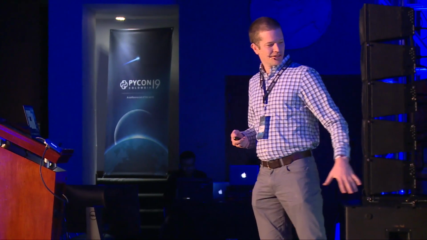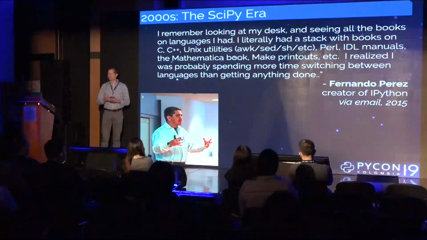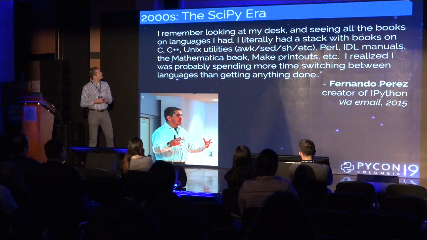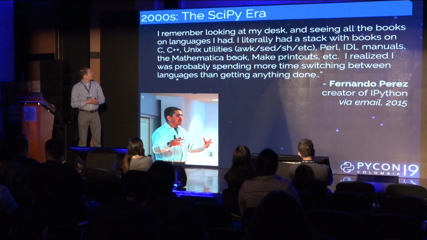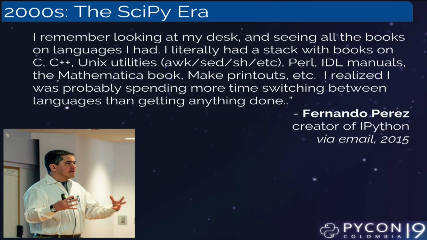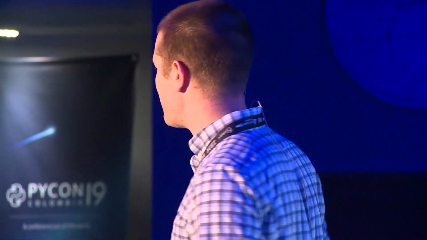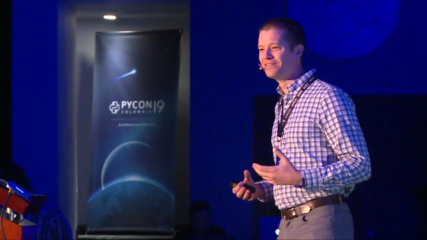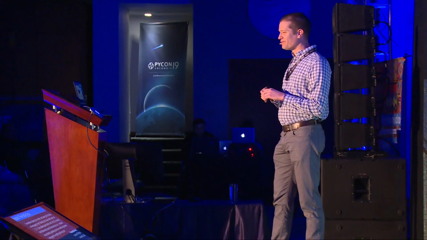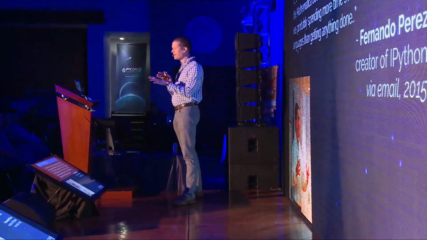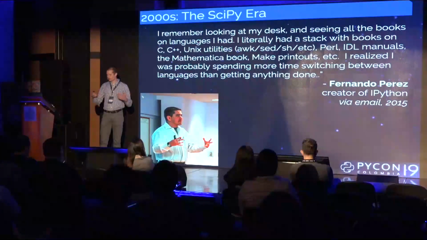And another person you might know is Fernando Perez. He actually grew up here in Colombia, and I think he was a keynote speaker last year or the year before. He's the creator of IPython and Jupyter. He told me, I remember looking at my desk and seeing all the books on languages I had. I literally had a stack with books on C, C++, Unix, SH, Perl, IDL manuals, a Mathematica book, Make printouts. And he said, I realized I was probably spending more time switching between languages than getting anything done. So these folks who created the big tools, Matplotlib, SciPy, NumPy, IPython, the problem they were trying to solve is that they needed to switch contexts all the time, between languages and between different systems, and they saw Python as a way to unify it all together.